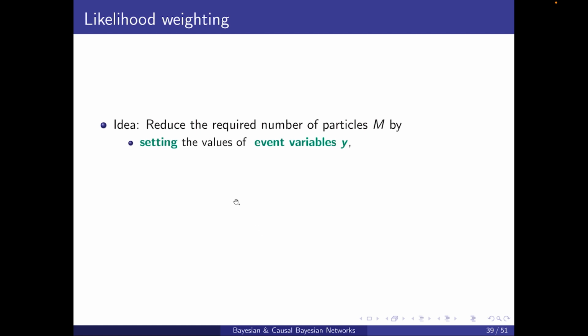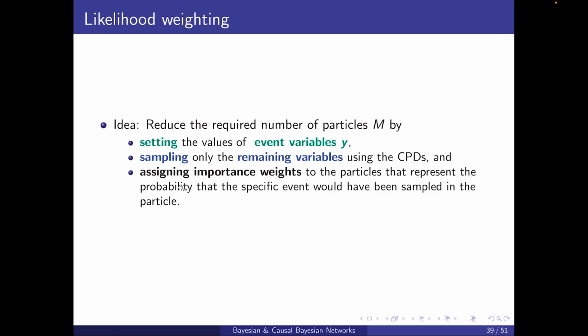Well, we can do that by setting the values of the event variables y. And we did this in the exact inference part. We already know that we need these values, so we can just set them, and then we will sample only the remaining variables. The point though is that we need to assign some importance weights.